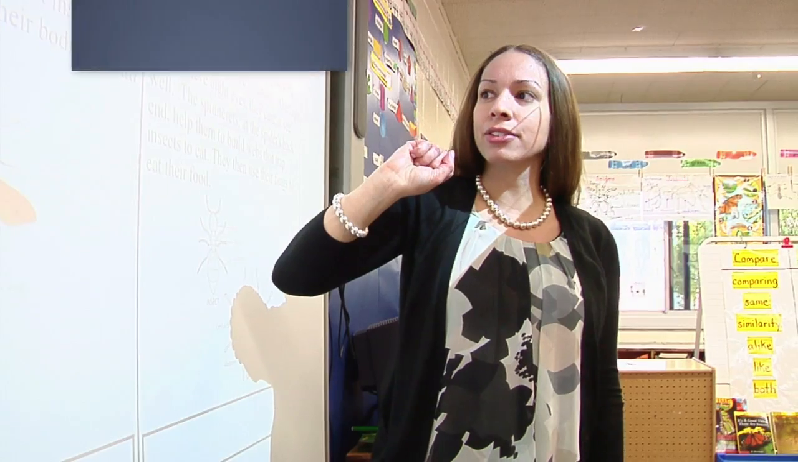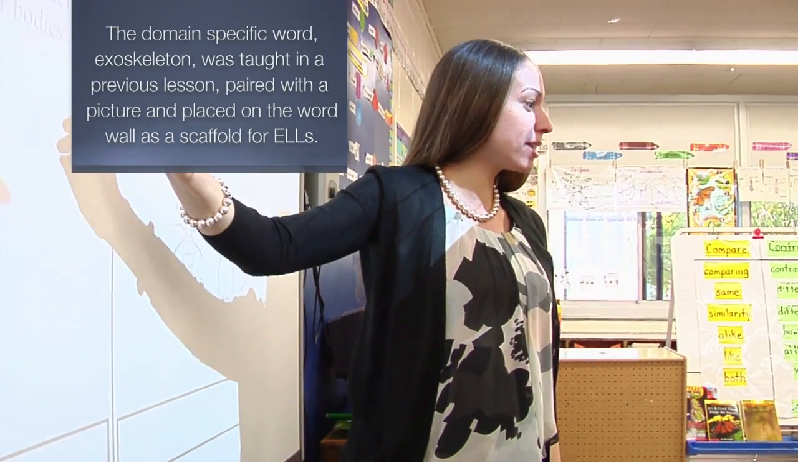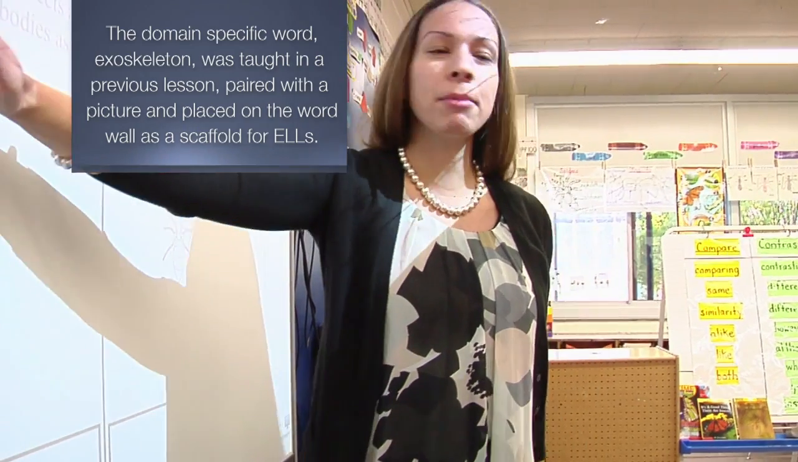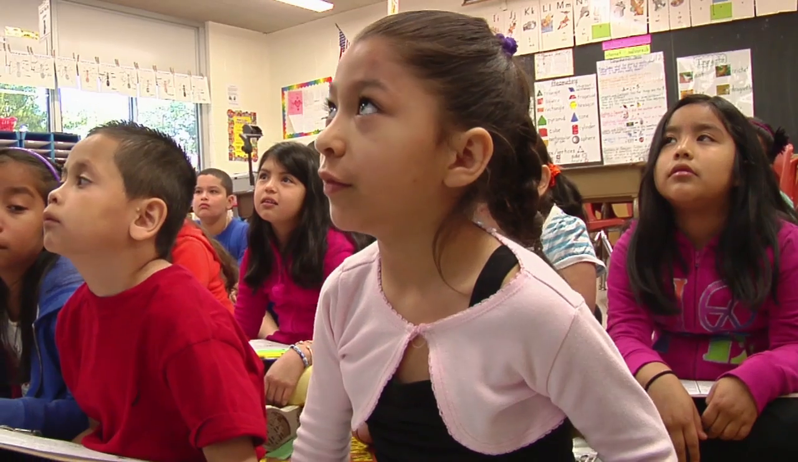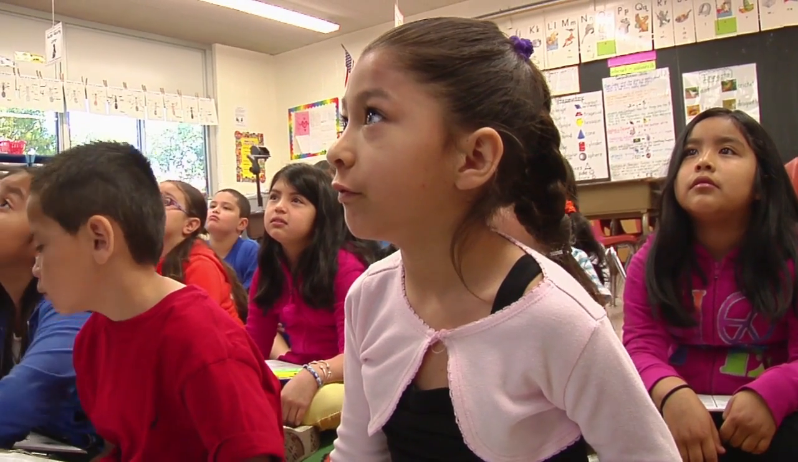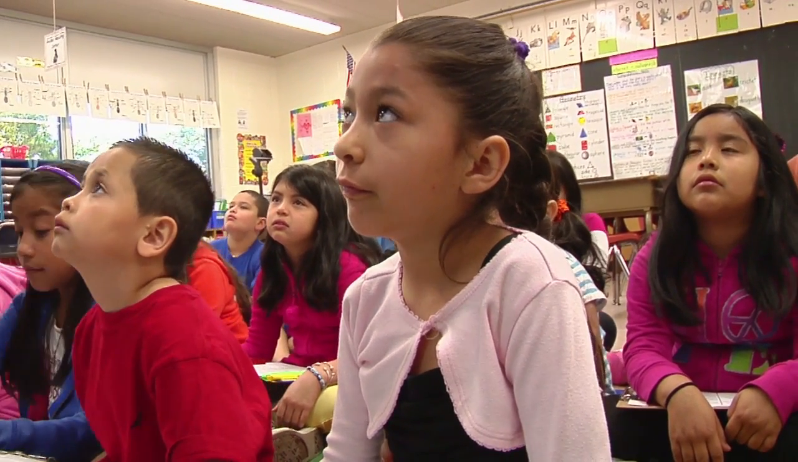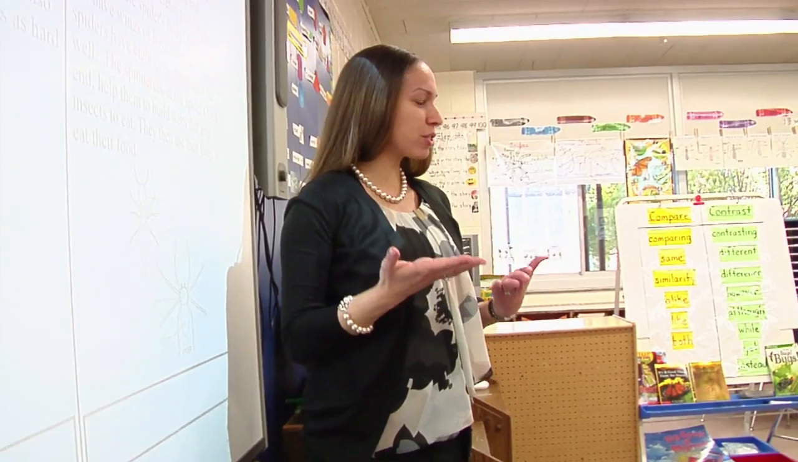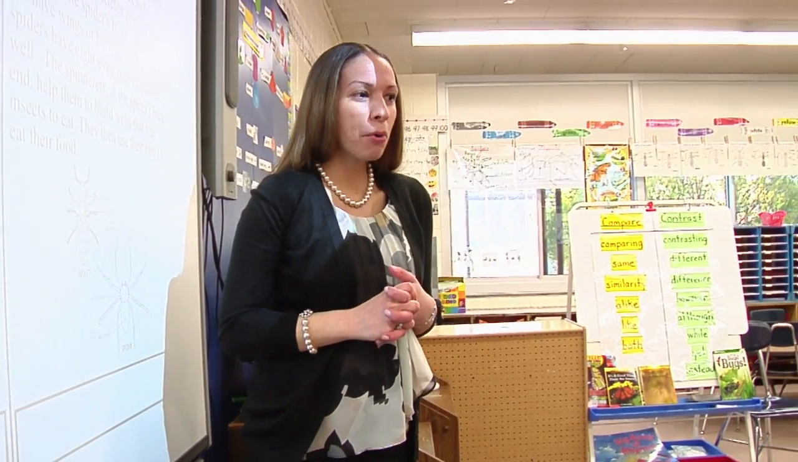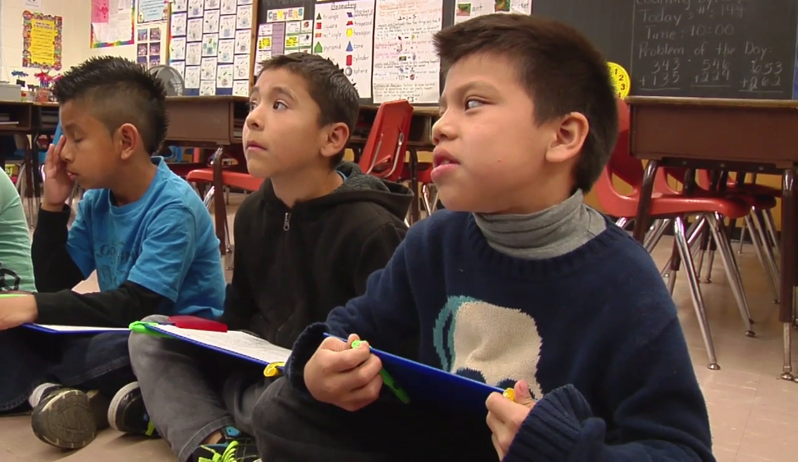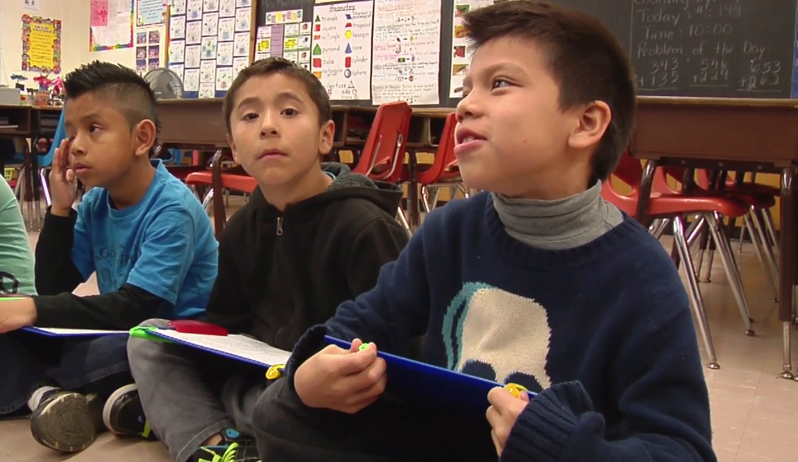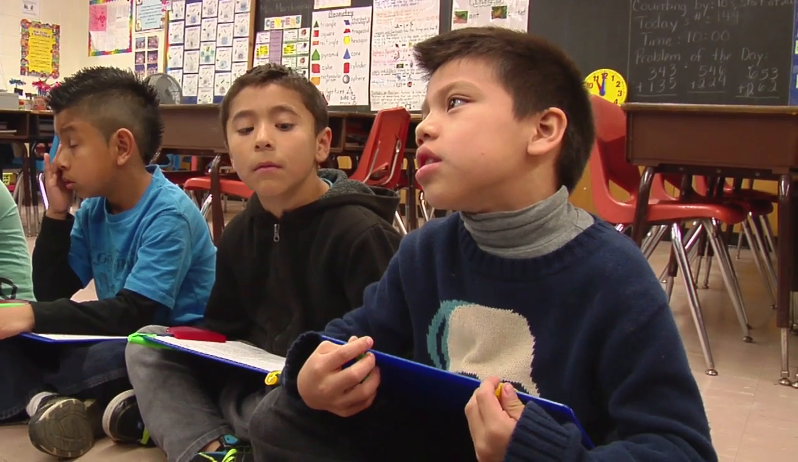Can somebody else tell me more information from the text that can tell me what an exoskeleton is? A hard shell. Very good. So we know that an exoskeleton is also a hard shell. So why do you think they have an exoskeleton? Why is it important for insects to have an exoskeleton? Luis? To protect from the predator. Exactly. And I love how you use the word predators.